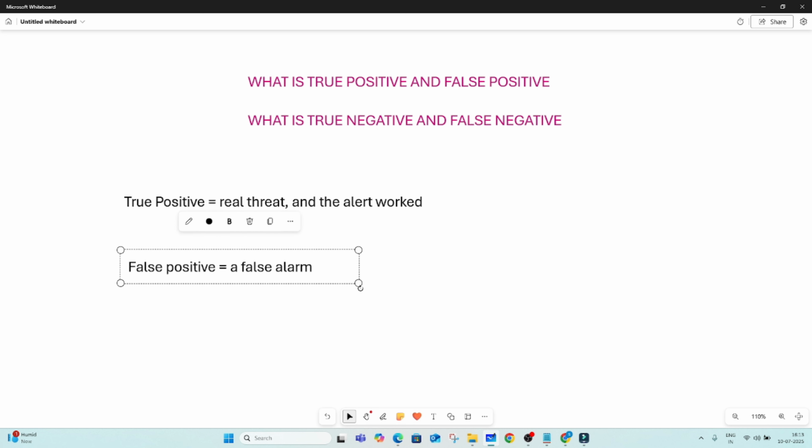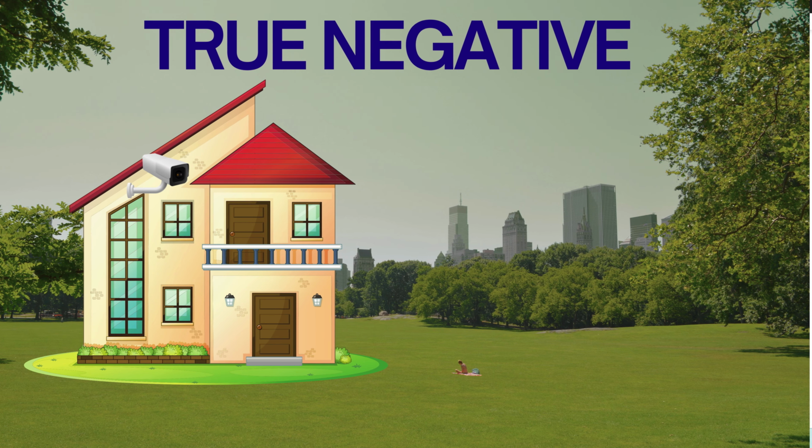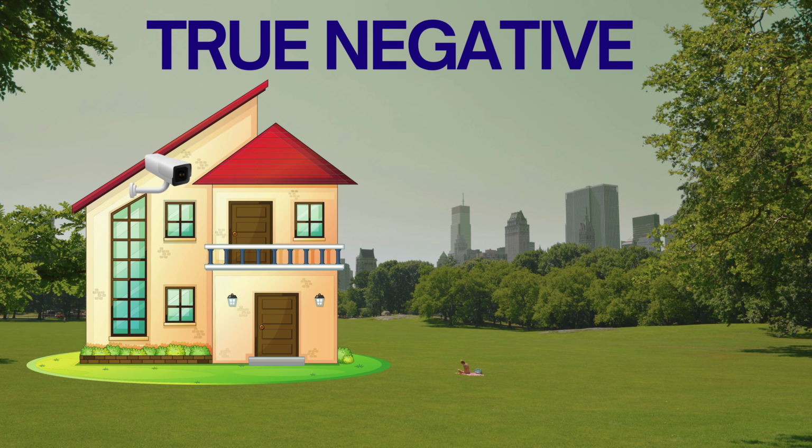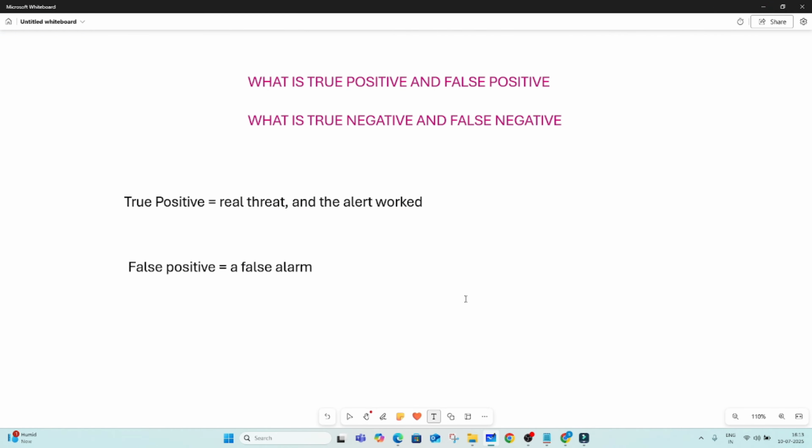Now we can see true negative. True negative means nothing happens: no thief, no movement, the camera stays silent. That's the true negative. That means no threat, no alert. That's correct, right? So true negative equals no threat, no alarm.